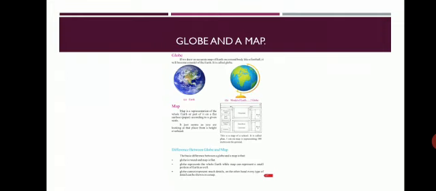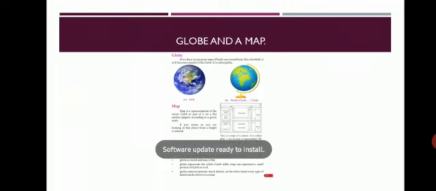So maps are two-dimensional representations. You remember I told you that a globe is a three-dimensional spherical model. But what is a map? Maps are two-dimensional representations of the globe. They are drawn on paper or a flat surface like a wall or a board and help to understand a specific limited part of the earth. On the globe you can see the whole earth, but on the map you can only understand a specific limited part of the earth.